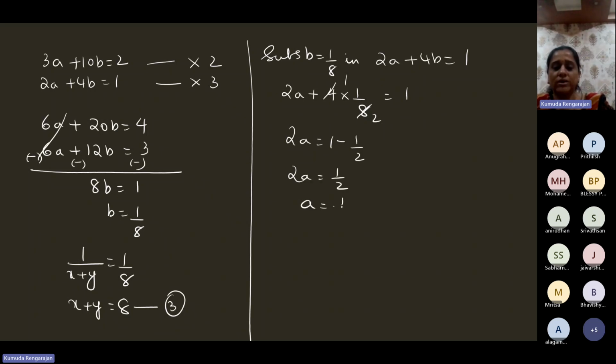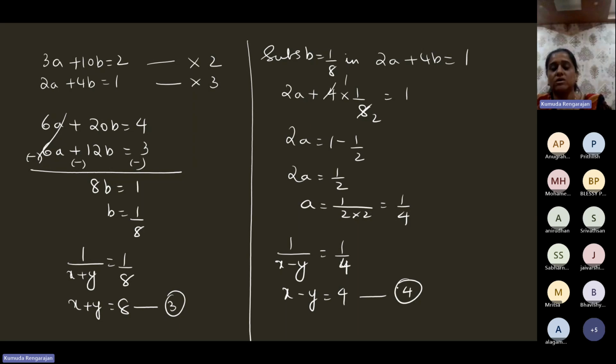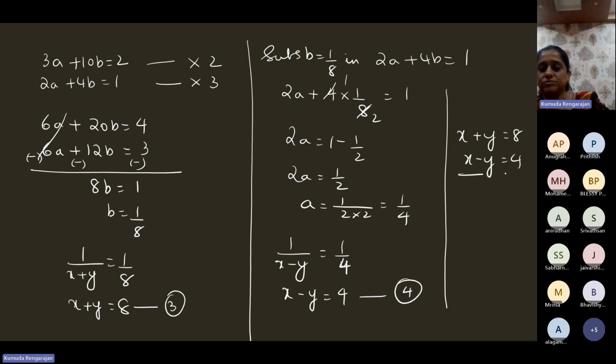a is equal to 1 by 2 into 2, that is 1 by 4. But who's a? a is 1 by x minus y. That is 1 by 4. When you cross multiply, you get x minus y is equal to 4. This is the fourth equation. Now we'll have to solve equations 3 and 4. x plus y is equal to 8. x minus y is equal to 4.